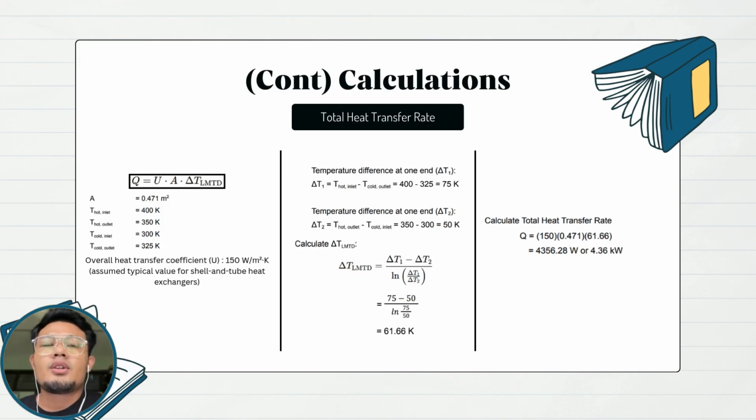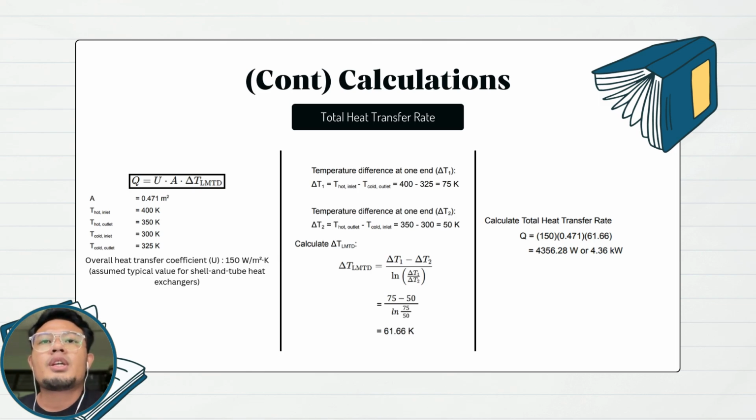Okay, this is the continuous calculation for total heat transfer. If we look at the left side of our slide presentation, Q equals U times A times the temperature difference LMTD. The A given is 0.471, T hot inlet 400, T hot outlet 350, T cold inlet 300, and T cold outlet is 325.